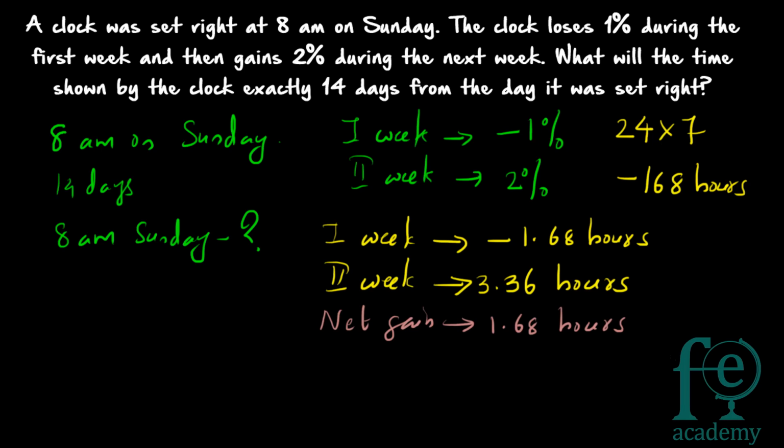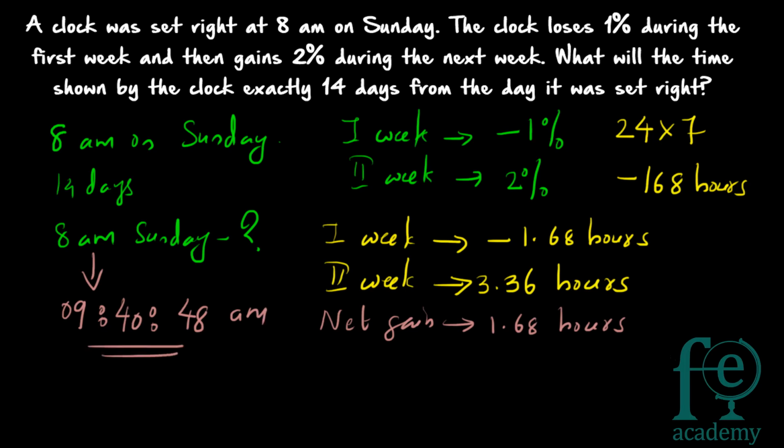2 weeks is equal to 14 days. So 8 am on Sunday means it will be 1.68 hours advanced. The clock will be showing 1.68 hours in advance when compared to the correct time. So what will it be showing? It will be showing 9, then 0.68. 0.68 you have to convert to minutes. So 0.68 into 60 gives you 40 minutes and 48 seconds. So this will be your answer.